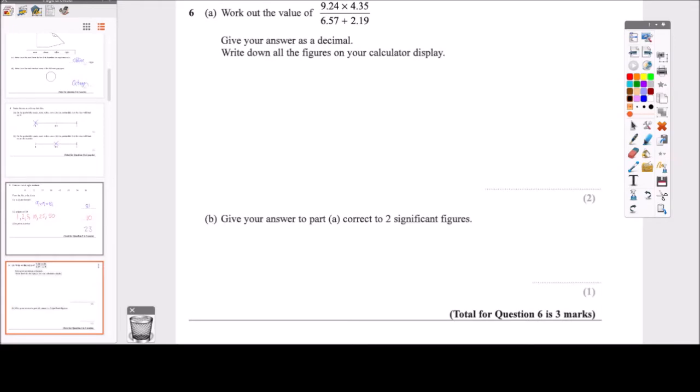Question 6. So you can do this totally in your calculator. Use the third button down on the left, which has got the white rectangle over the black rectangle. Then your calculator will be flashing on the numerator, the top rectangle. So do 9.24 multiplied by 4.35. Then use the big arrows, go downwards, so it's flashing on the bottom, and do 6.57 added to 2.19, and we get 6699 over 1460.